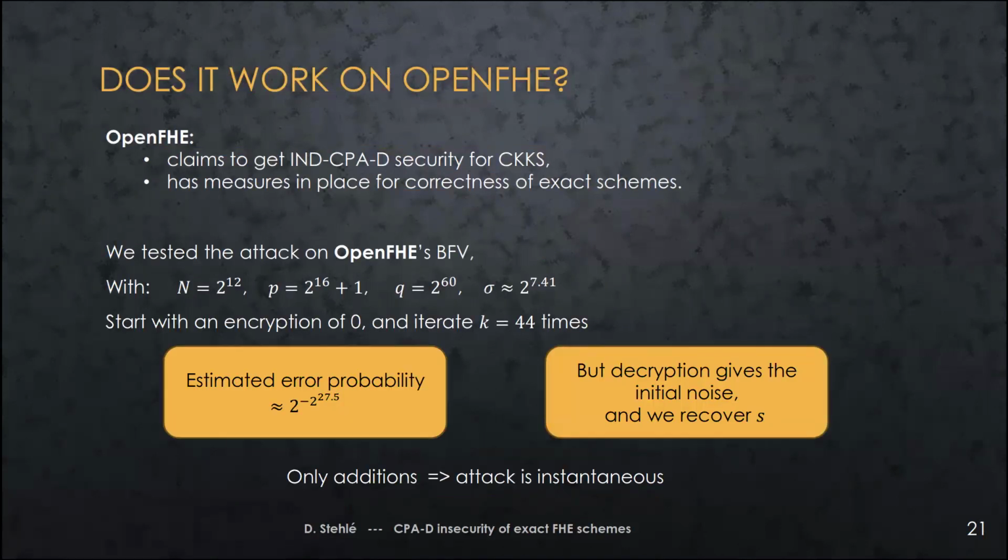Okay, so we tested on OpenFHE's BFV implementation with some parameters. We started with an encryption of 0 and we repeated 44 times. And for the parameters that we have, the estimated error probability is gigantically small. But decryption gives the initial noise and we recover the secret. And as you can imagine, there are only additions, so the attack is instantaneous.